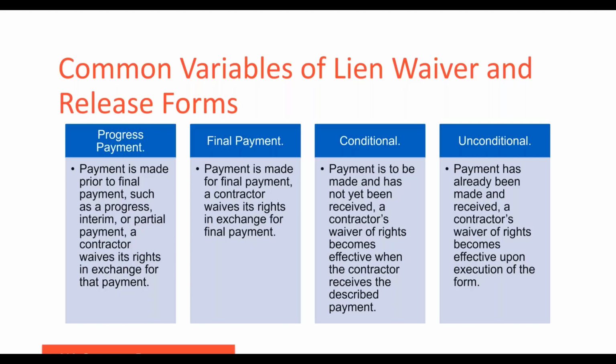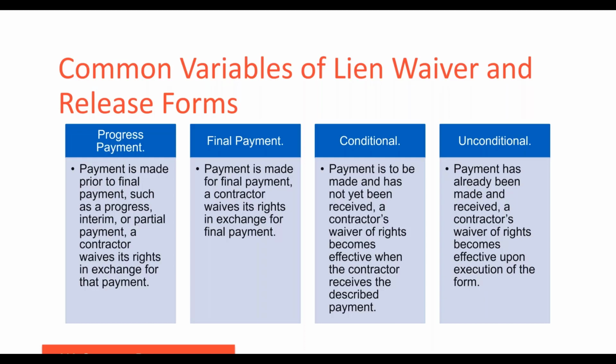There are different kinds of lien waivers commonly used throughout the country. These variables are typically combined in some manner, such as a conditional lien waiver for progress payment or unconditional lien waiver for final payment. Two types relate to the type of payment made to the contractor, and the other two relate to when the waiver of rights actually takes effect. For number one, progress payment lien waiver forms are used where a payment is made prior to final payment, like a progress or interim payment, and the contractor waives its lien or payment bond rights in exchange for that progress payment. For number two, final payment lien waiver forms are used where the payment is made for final payment, and the contractor waives its lien and bond rights in exchange for final payment.